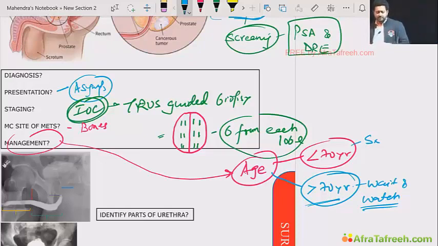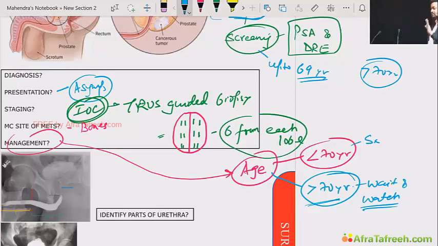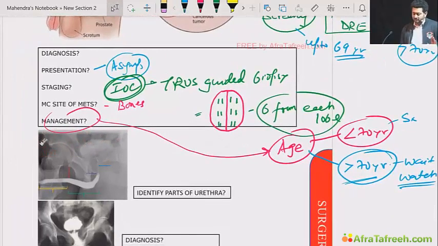Patient will die because of maybe something else: diabetes, hypertension, CAD. So in the screening guidelines also, these screening guidelines are up to 69 years only. Nobody does screening in more than 70-year-old patients. Screening is also not done in more than 70 years because what will you gain after doing screening? Anyways, you are not going to treat the patient. So remember this thing: in prostate cancer, the most important thing in the management part is the age of the patient.